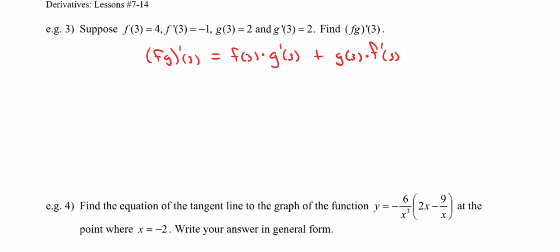Okay, this really just is the equation above, but we've just specified this at the x value of 3 for every one of them, right? And the good news is we know all these things, right? Like everything we have going on here is what we were given. Okay, so we can actually just replace those with the numbers that we know. So f of 3 is 4, right? So this would be 4 times, and then g prime of 3 is 2, plus, and then g of 3 was 2, and then f prime of 3 was negative 1. So that's equal to 6.